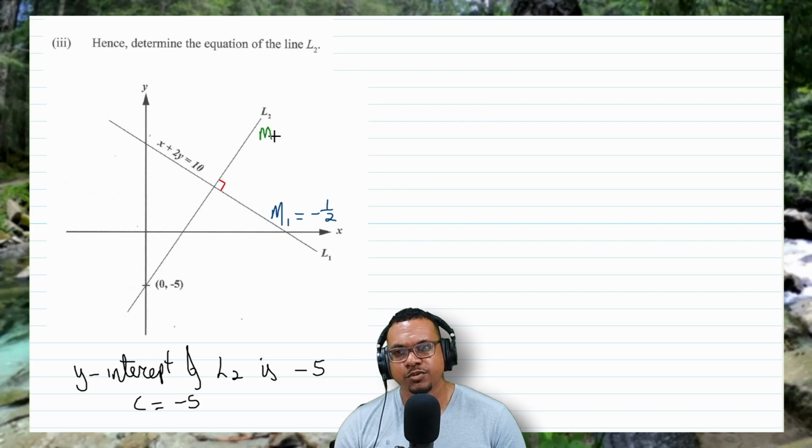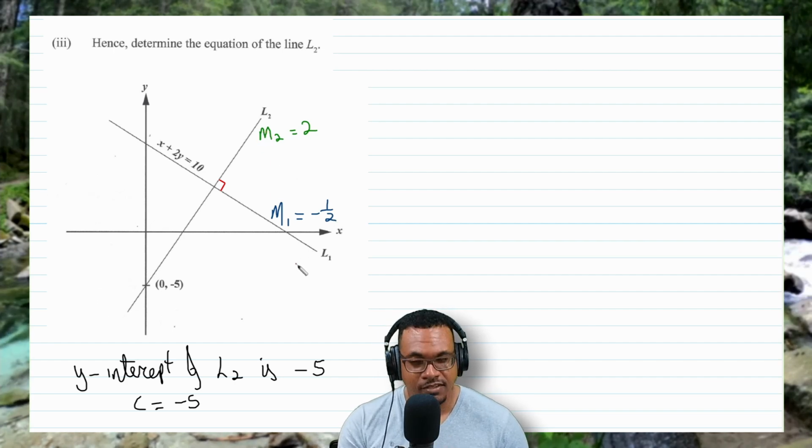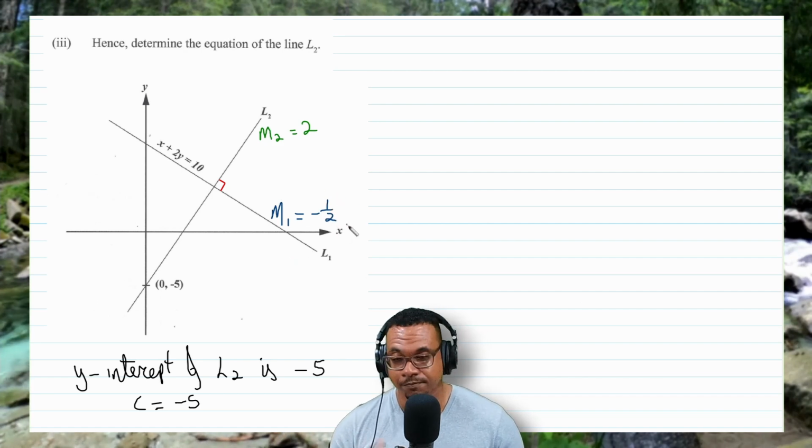So I'll put m2, which is the gradient of line 2, is equal to, flip a half, you get 2 over 1, change the sign, that's positive 2 over 1, so that's positive 2. And that's because if you multiply 2 by -1/2, you're going to get -1. And anytime you multiply the gradients of two lines and you get -1, they are perpendicular. All right, so just remember that. Just flip the fraction and change the sign, which you can call the negative reciprocal.